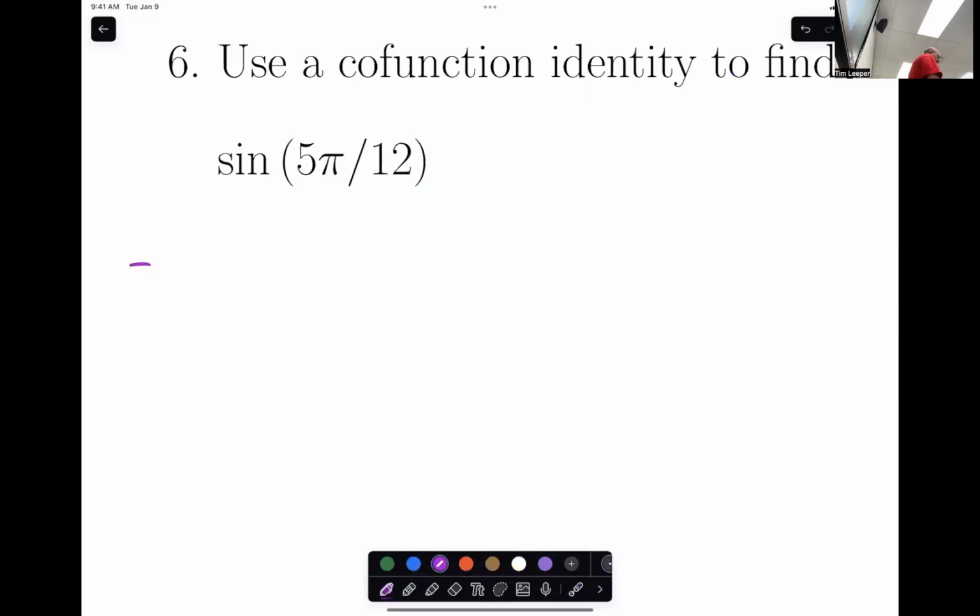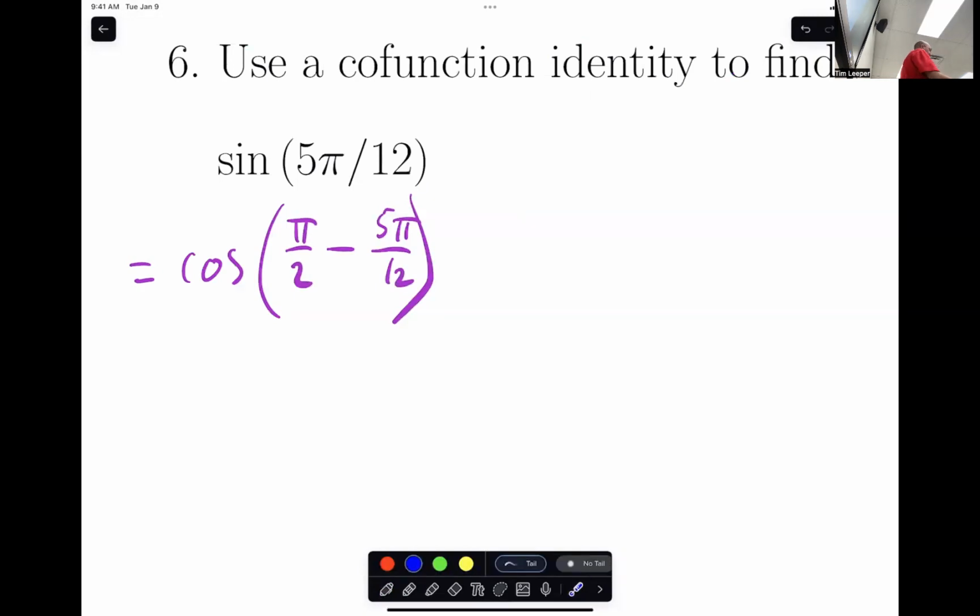So instead, notice that sine of 5 pi over 12 is the same thing as asking, what is the cosine of pi over 2 minus the 5 pi over 12? Notice that we can always go back and forth between sine and cosine because there's just a phase difference between them. And this is how we write it down. So it's pi over 2 minus whatever that angle is for sine. And what is pi over 2 minus 5 pi over 12?